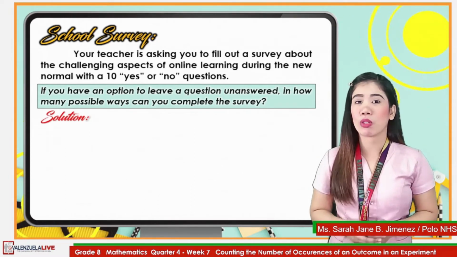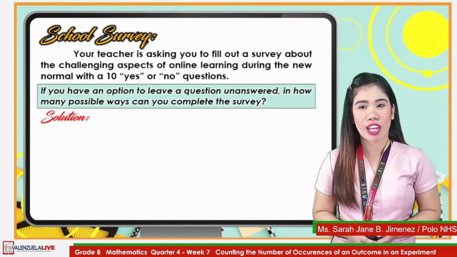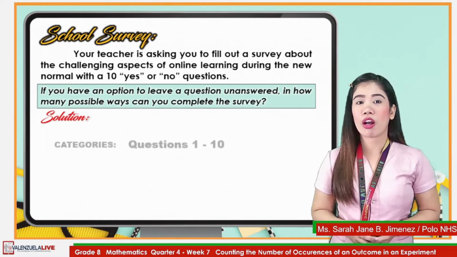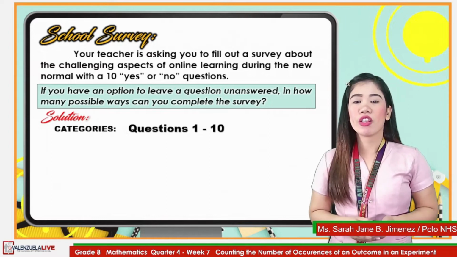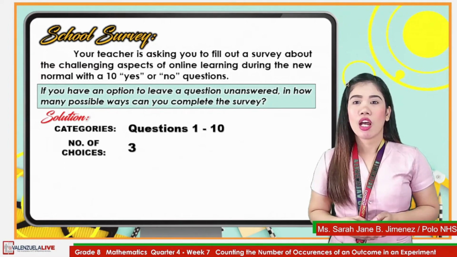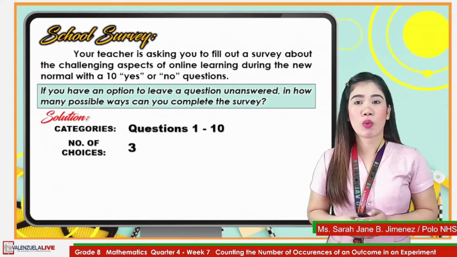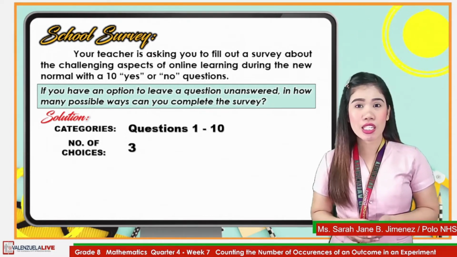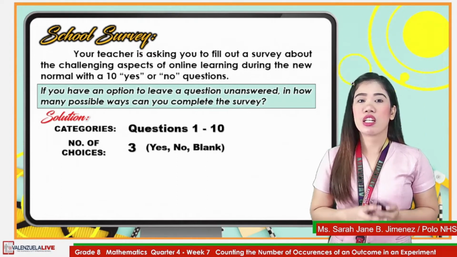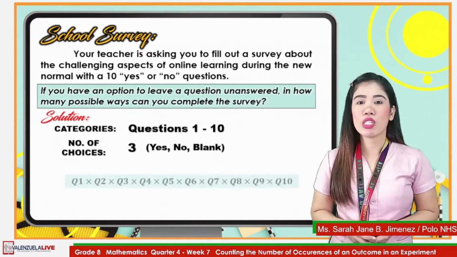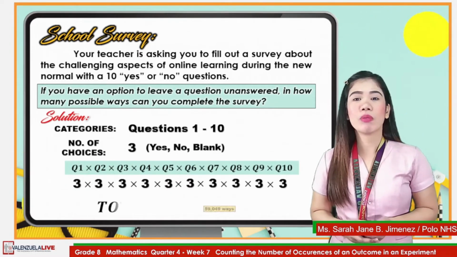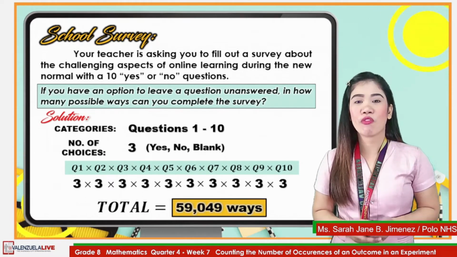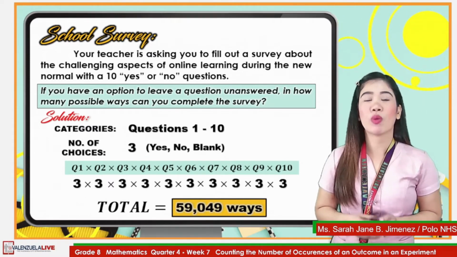In how many possible ways can you complete the survey? We still have the same number of categories, but a different number of options. Since you have an option to leave a question unanswered, there will be 3 choices now. Write a yes, or a no, or just leave the item blank. So by using the counting principle, there will be 59,049 ways to answer a survey with that condition.